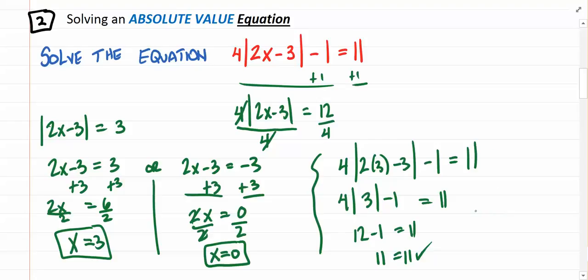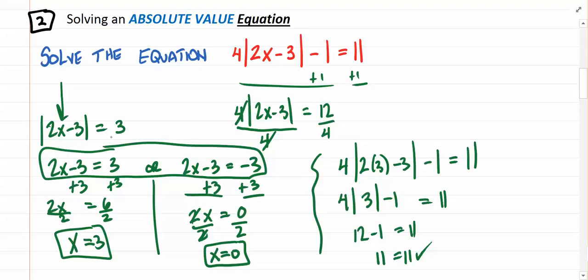So, when setting up absolute value equations, we have to isolate the absolute value and set up 2 equations simultaneously, one positive and one negative, after we set up the absolute value.